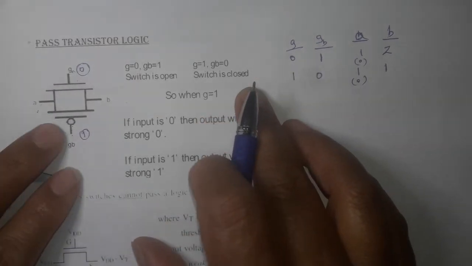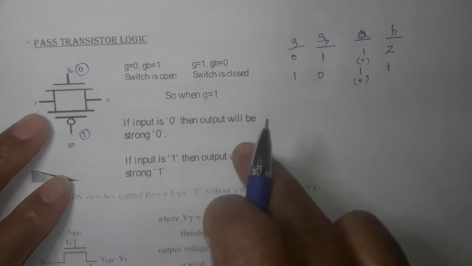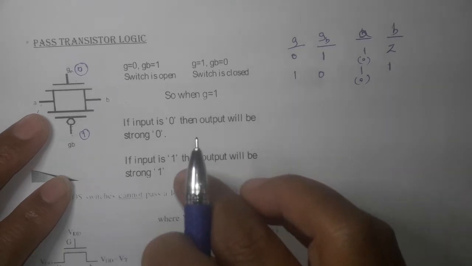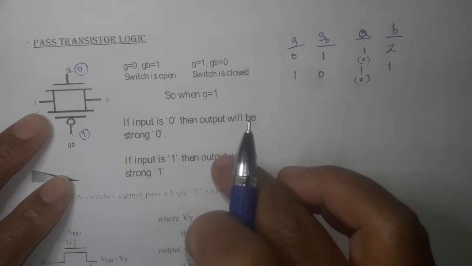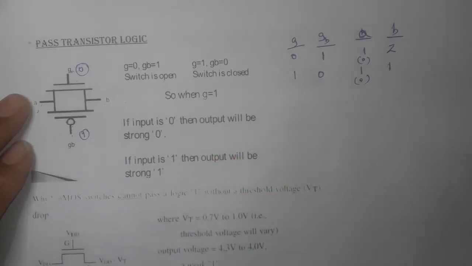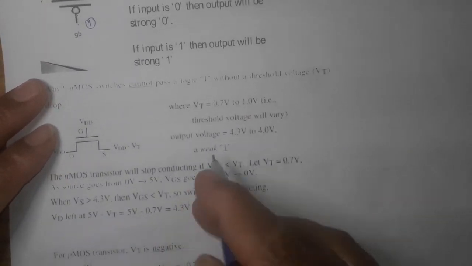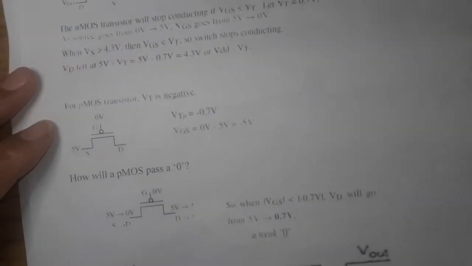How this is helpful is that we get complete 0 and complete 1. There is no degradation if I use a transmission gate as a pass transistor, but yes, it requires a large area, that is the main disadvantage. Fine. The same thing has been described here. I want you to go through this. Let us take another combination here.